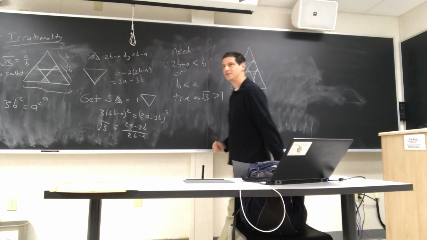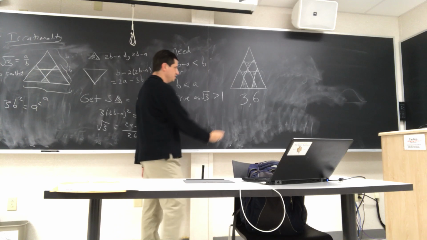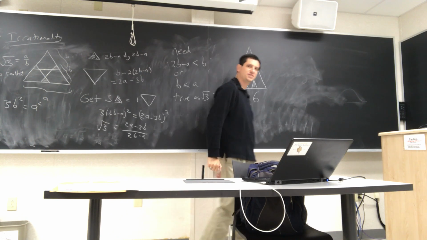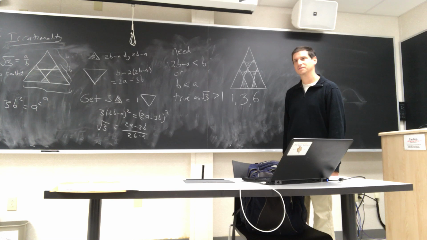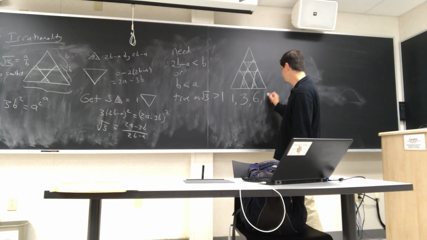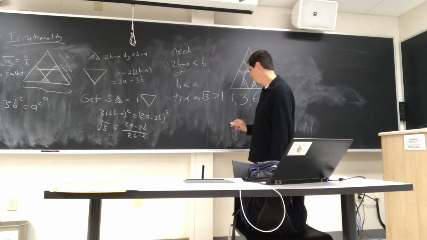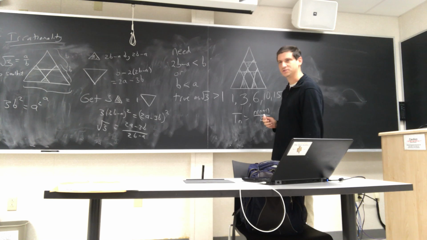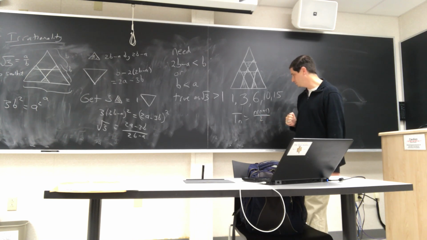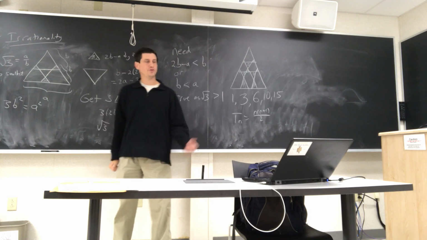So 3 and 6 are 2 numbers in an interesting sequence. I'll give you the first numbers in the sequence, 1, 3, 6. Anybody know the next number? 10. And the next number? 15. So these are the triangle numbers. So the nth triangle number is n times n plus 1 over 2. Probably a plus 1, yeah. So these are the triangle numbers.